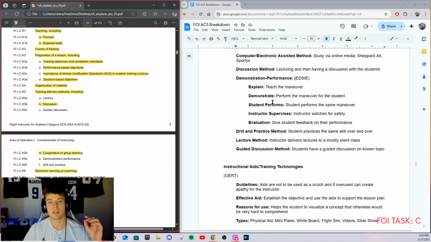And then this is the part where the student performs it. So maybe you're barely touching the plane, but you're letting them do a majority of it. And then the instructor supervises. So make sure you're not just on your phone, you're actually watching, you're moving along with them, making sure they don't put you into a spin or something. And then evaluation, you just give the student feedback on their performance.